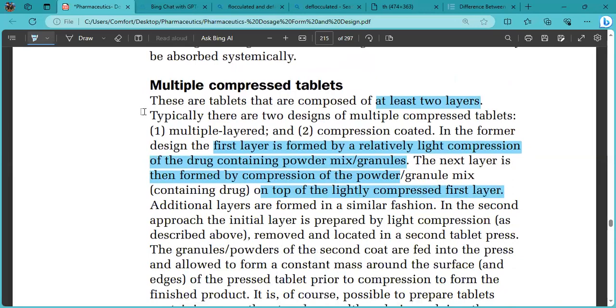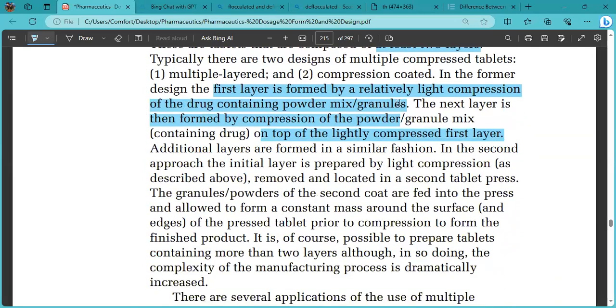So for multiple layers, it has to be at least 2 layers. Then the first layer is formed by light compression of a drug-containing powder or granules. So granules containing the drug are lightly compressed. That's the first layer.